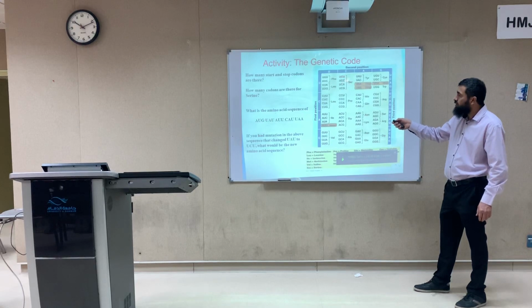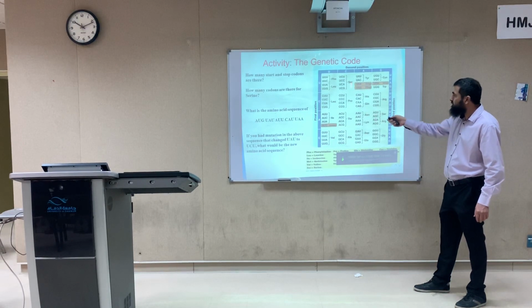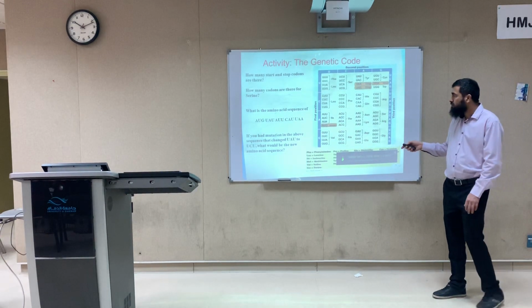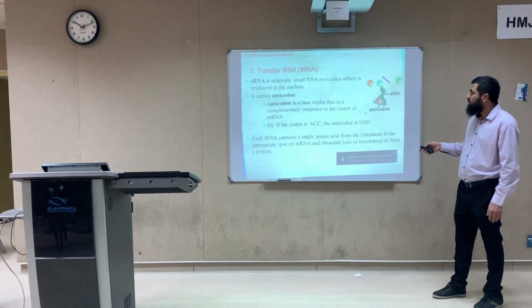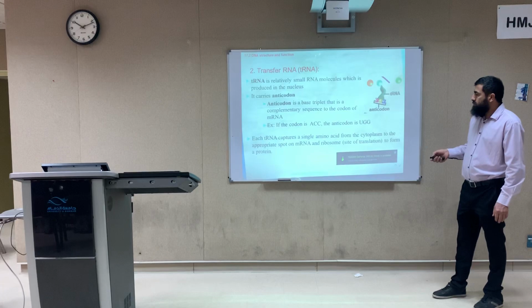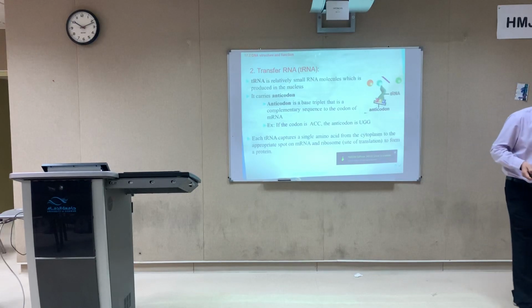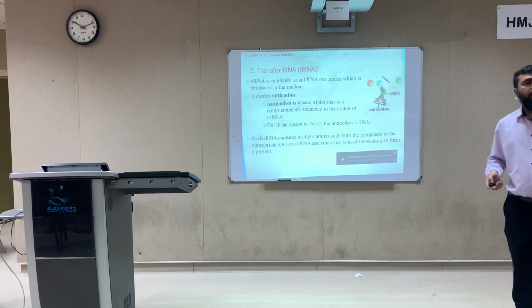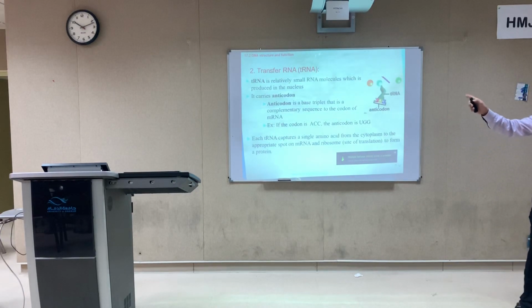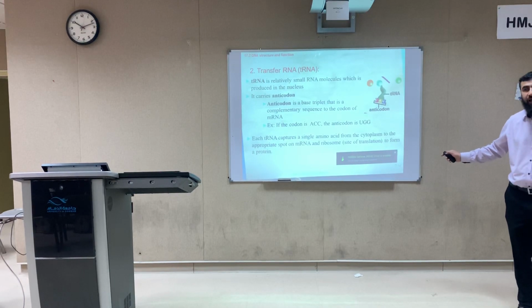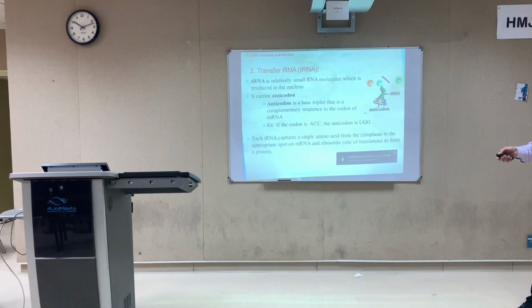Remember, sometimes we can have up to 6 different codons coding for the same amino acid, okay? The tRNA will have a particular amino acid that it captures from the cytoplasm, and that amino acid is specific to that genetic code. Based on the codon sequence, it will have that particular amino acid. If it has the wrong one, you'll get the wrong protein. So it has to have the correct amino acid based on the genetic code, okay?